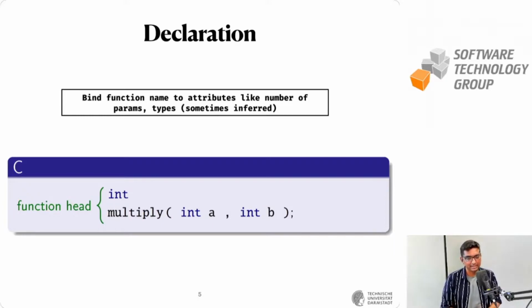They bind the function name to a subset of the function's attributes. For example, mostly the number of parameters, the types. As I mentioned before, these types can also be inferred in certain languages. So here is an example of a declaration of the multiply function that we saw before.